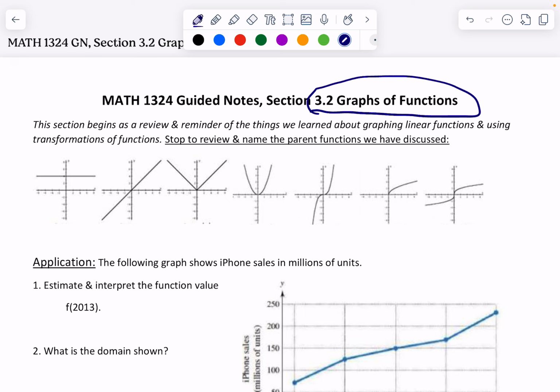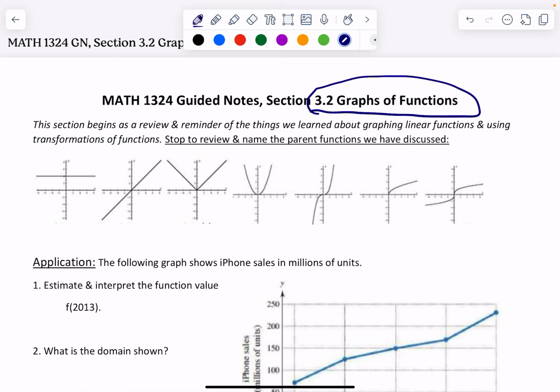So as it says, this section begins as a review and a reminder of the things we learned about graphing linear functions and using transformations of functions. So stop to review and name the parent functions we have discussed. I highly recommend pausing the video and seeing what you remember from the past lessons.